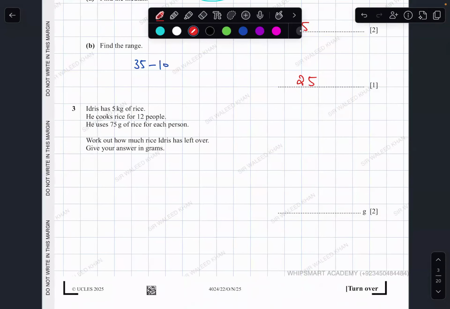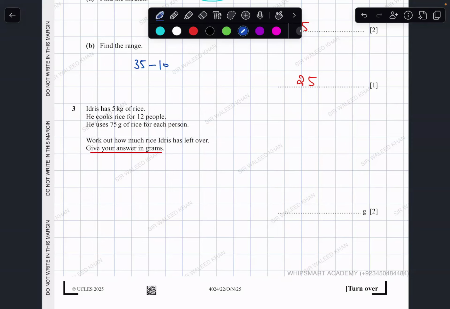Question number 3. So we have a question over here, and they are saying that Idris has 5 kg of rice. He cooks rice for 12 people. He uses 75 grams of rice for each person. Work out how much rice Idris has left over. Give your answer in grams. So, he has 5 kg of rice. He cooks the rice for 12 people. And give your answer in grams.